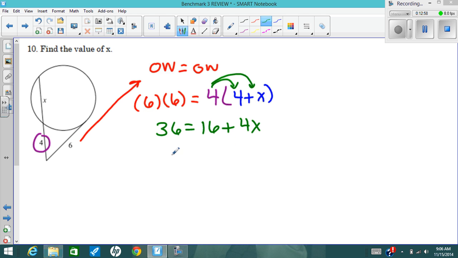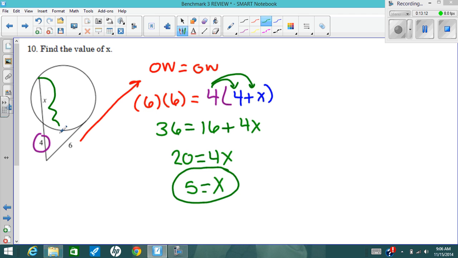Subtract 16 from both sides. And then divide both sides by 4, and I get that x is equal to 5. So that means this whole segment over here, even though that's not what we're looking for, is 4 plus 5, which is 9.